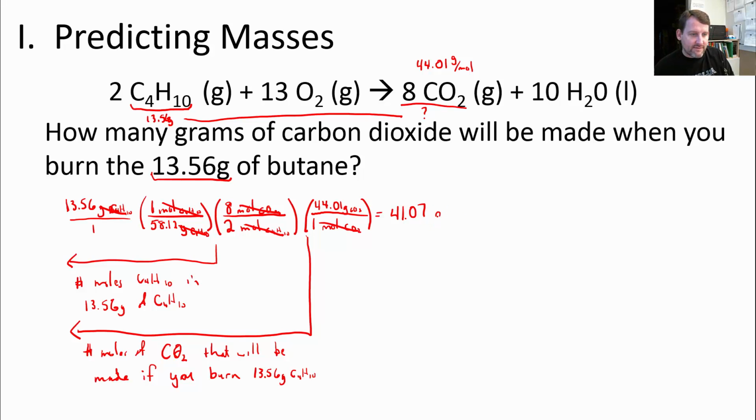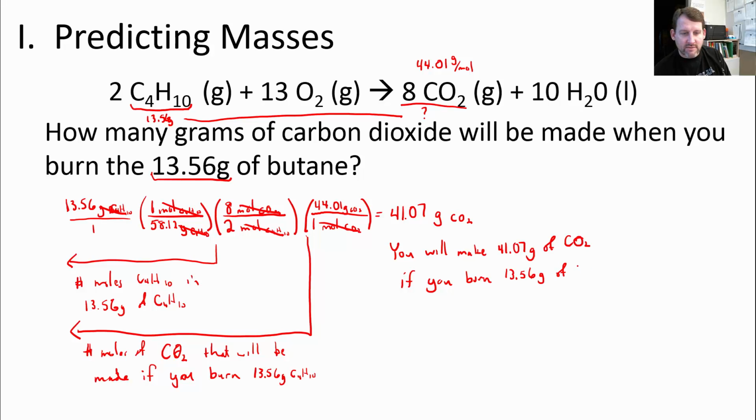All right, and what's left? Grams of CO2. Okay, so now what does this number mean? Well, this means you will make 41.07 grams of CO2 if you burn 13.56 grams of butane. Fantastic. This is a beautiful answer.